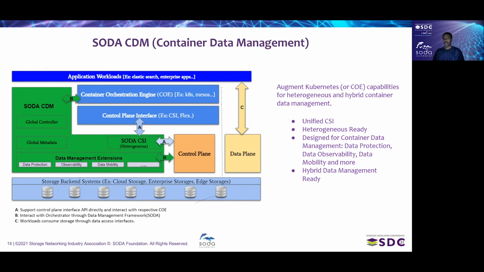So we are looking at unified CSI, heterogeneous ready. We already support heterogeneous to a great extent, even in Kubernetes and outside; even OpenStack we support. And we design for container data management. The key focus right now is data protection and data observability, along with migration and hybrid data management. Like we support cloud, right? Cloud and on-premise to start with.